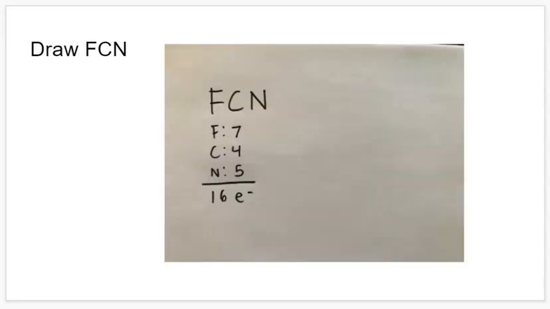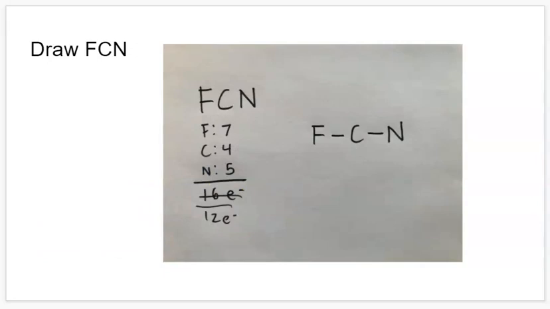All right, let's do some more practice. Let's draw FCN. I forget what this molecule's actual name is, but we have a fluorine, a carbon, and a nitrogen. And let's go through our steps again. So step 1, let's sum up our valence electrons. We got 7 plus 4 plus 5, total of 16. Now let's make a skeleton. We put the carbon in the middle, being the least electronegative of the 3. Make a single bond with each of the other atoms. That uses up 4 electrons. We have 12 left.